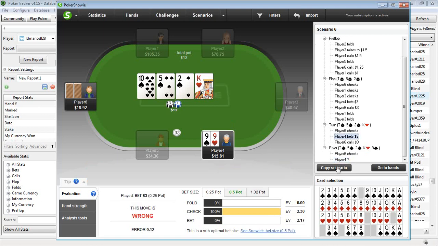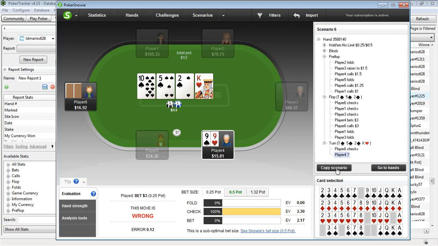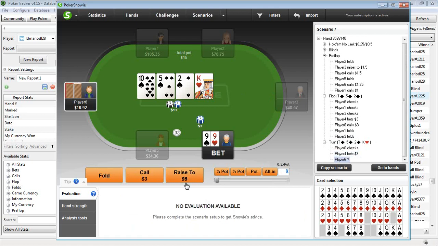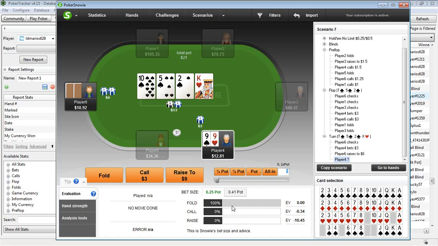We bet here. He raises. Now we got to fold. It's an easy play. So the underbet here makes a lot of sense. He raises, we fold. If not, river, we go check, check.